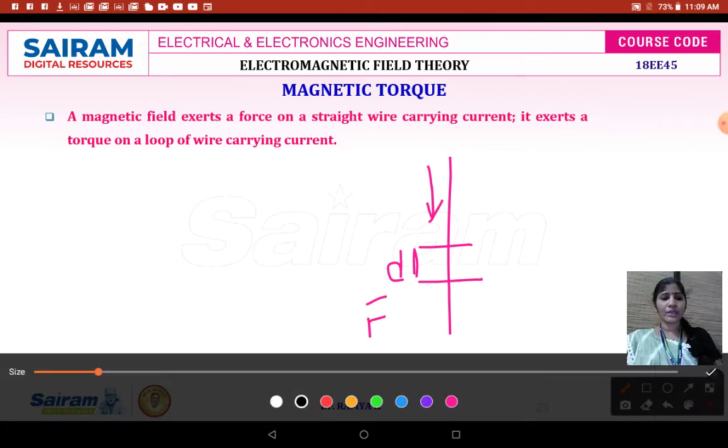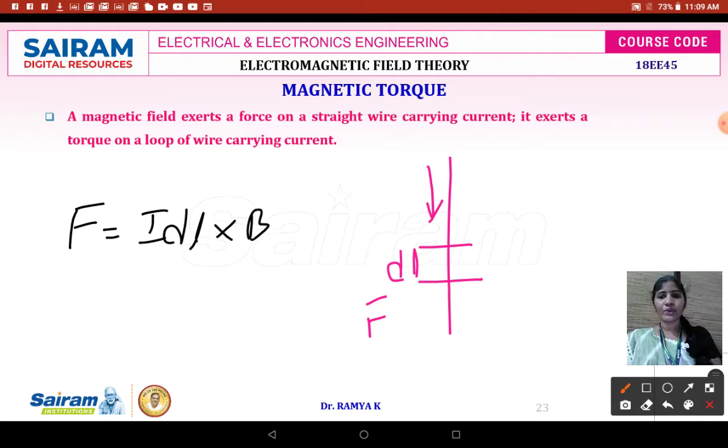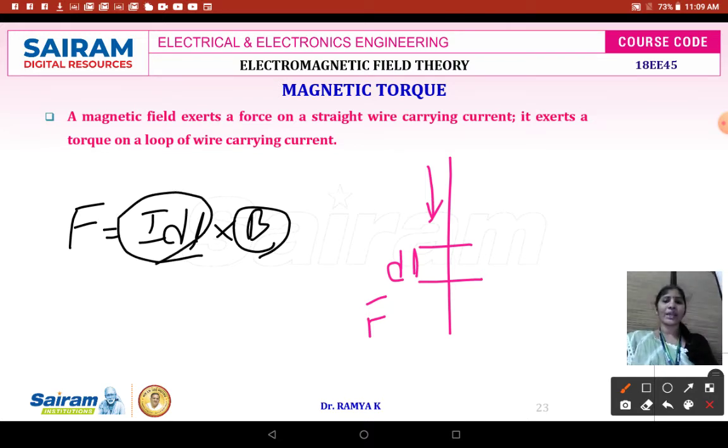F is equal to I dl cross product with B. So in the presence of a magnetic field intensity, if you are passing a current through the coil, then it is going to exert a force on the conductor.